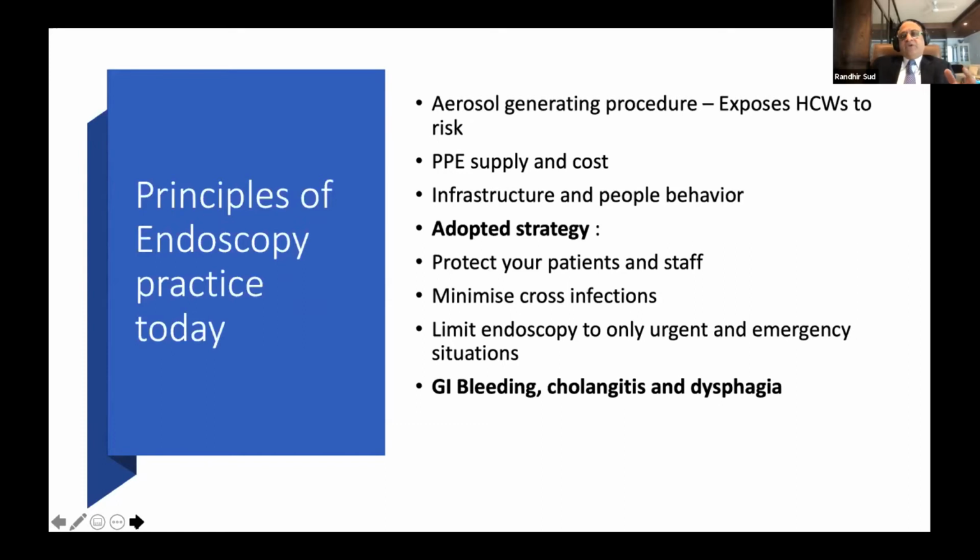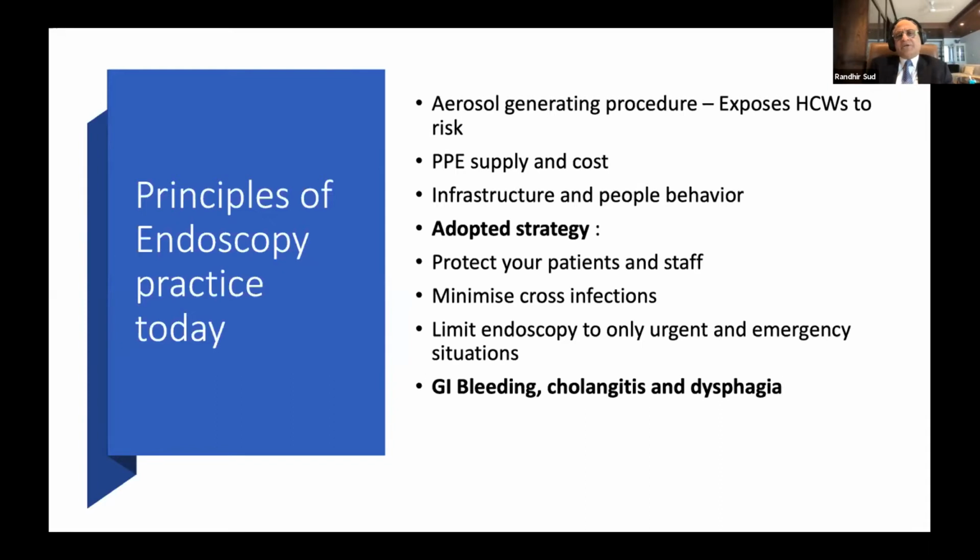So we adopted the principles of endoscopy in the COVID era, because most endoscopy procedures are aerosol generating procedures, which is high risk and exposes healthcare workers to the risk of getting infected. There was the issue in the beginning of PPE supply and cost, which continues to be an issue. But fortunately, because a lot of industry in India shifted to manufacturing PPE, today we are in a happier situation where the supply of PPE is not an issue, but the added cost to the patient or to the institutions remains an issue.